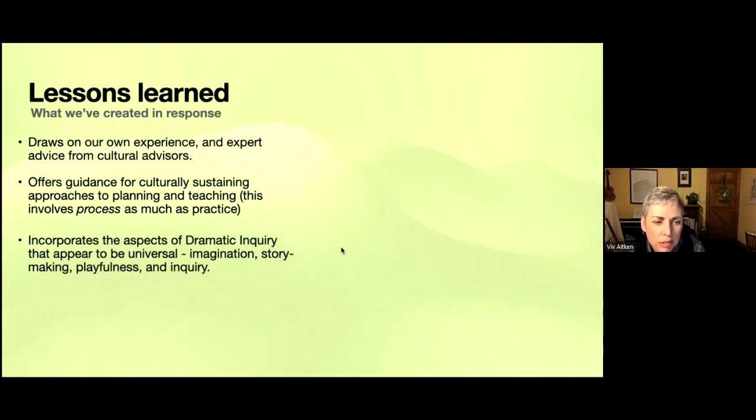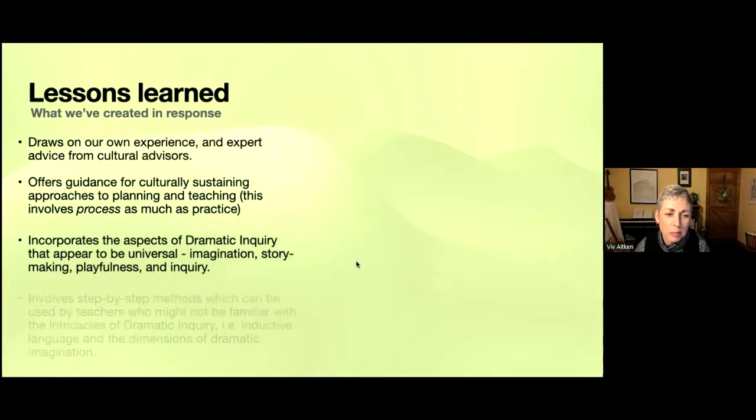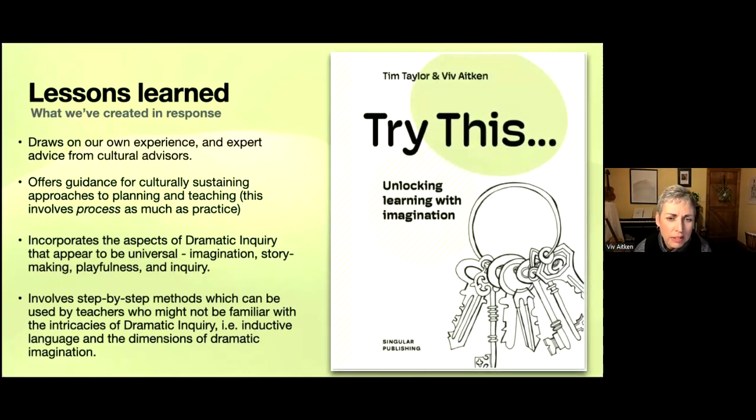But our book does still incorporate these aspects that appear to be universal. And having said all that about, oh, be careful of this and be careful of that, what we've done is create these sequences that do have step-by-step methods that bake in these sensitivities and understandings as well as we can. And it seems to be working. Teachers are really enjoying the book and enjoying the sense of security that they get from exploring these sequences.